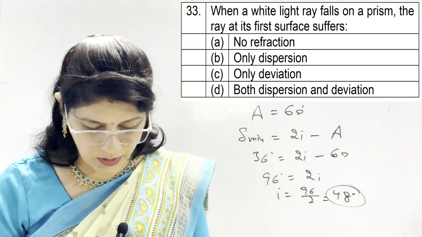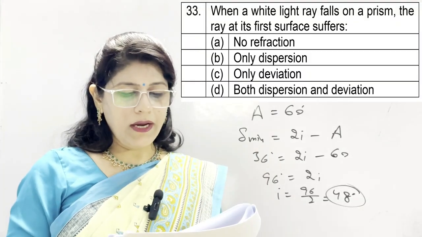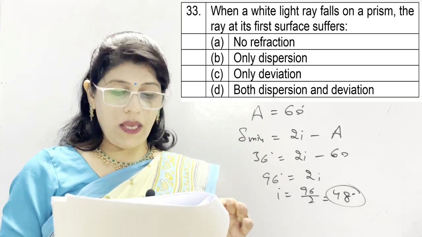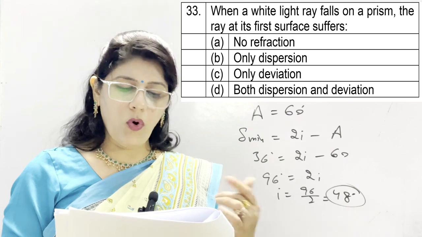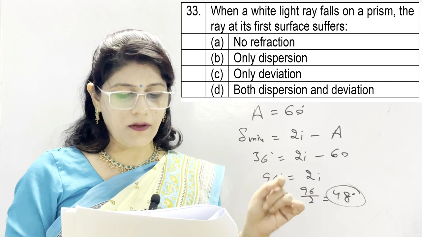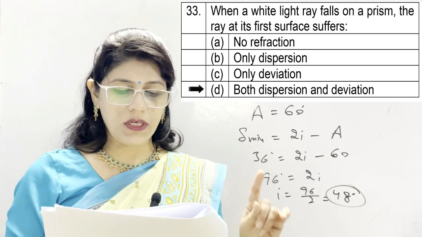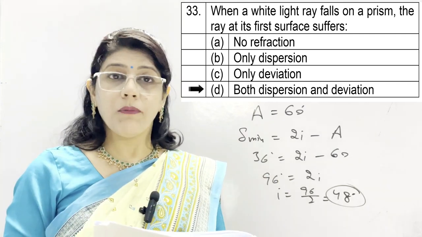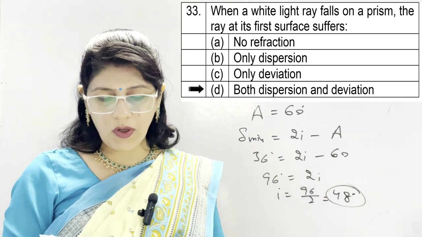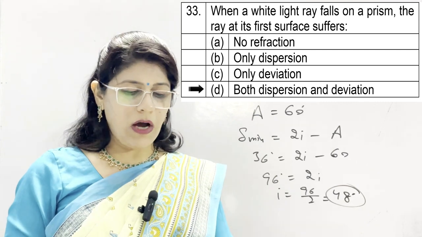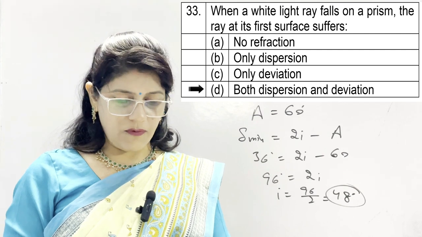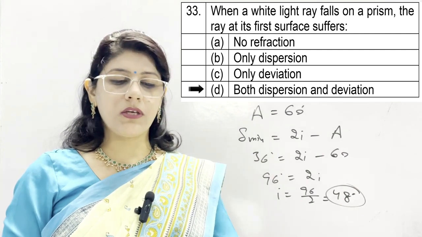Now coming to question number 33, when a white light ray falls on a prism, the ray at its first surface suffers: A option, no refraction, B only dispersion, C only deviation and D both dispersion and deviation. And the correct option is D, both dispersion and deviation, because deviation occurs at both the surface of the prism, dispersion occurs only at the first surface. So they have asked about the first surface, so both dispersion and deviation occurs at the first surface of the prism. So correct option is D.